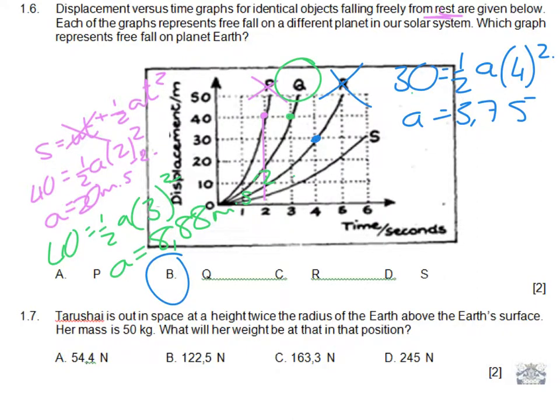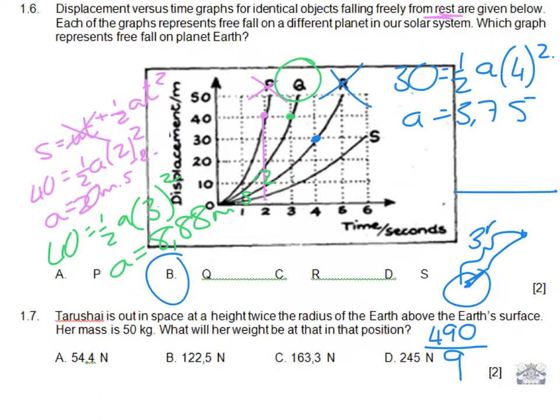Tarachet is out in space at a height twice the radius of the Earth above the Earth's surface. So the radius of the Earth is that, and she's another 2 times out, which means that in total, she is 3R away from the center of the Earth. Her mass is 50 kilograms. What will her weight be in that position? Well, 50 kilograms, the weight normally on Earth, is equal to 50 times 9.8, so it would normally be 490.